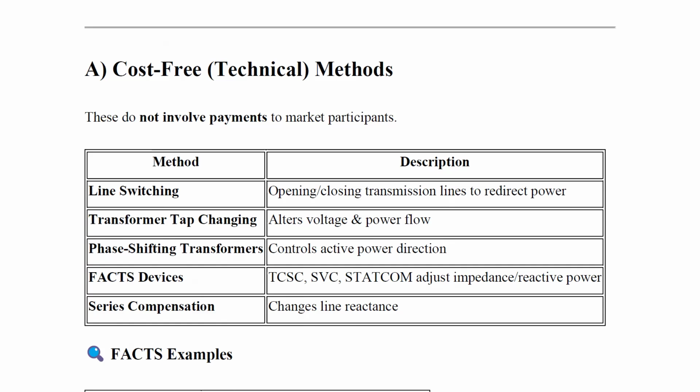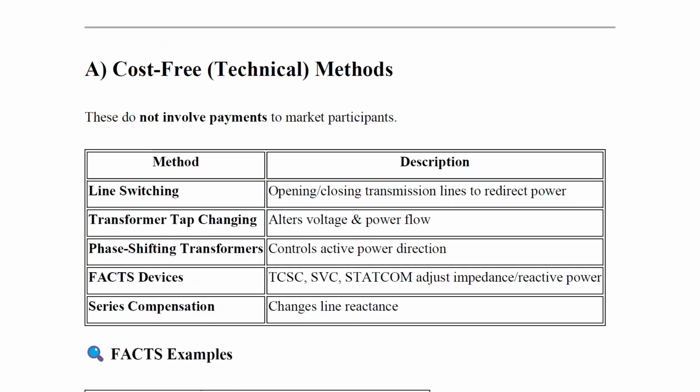Next, if you take a phase shifting transformer, it controls the active power direction. Phase shifting transformers also will be there. Sometimes they shift the phase, so the phase shifting transformer is used to shift the phase, which controls the active power direction.